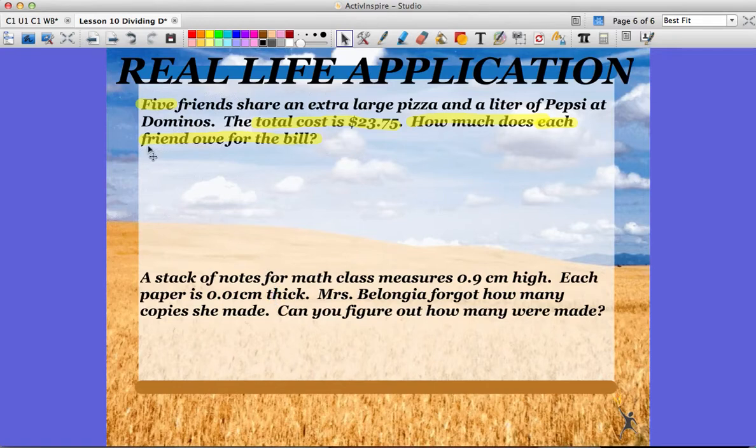In this case, it's important to note that 5 people were part of the bill. The total was $23.75. And then, of course, the question was important as well. Knowing that they got the extra large pizza and the liter of Pepsi, those were not important. It's just important to know how many people, how much the bill was, okay, so you know what to divide by. If you think about it, you're taking the $23.75 and you're dividing it among the 5 people.